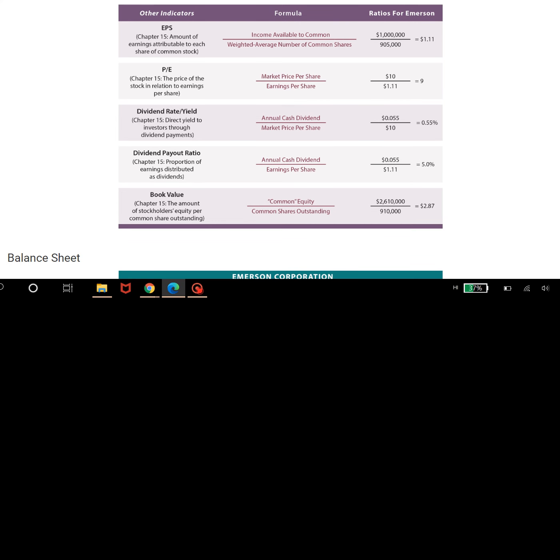Now, apart from this, there are other indicators which indicate the financial health of your company. That is the EPS, earnings per share, as I have already discussed in my last video. Basically, whatever income is available to the shareholders divided by the number of shares gives you the earnings per share. Then we have the price earnings ratio, where you divide the market price of a share by earnings per share. Dividend yield ratio checks how much yield investors will take from their dividend payment: annual cash dividend divided by market price per share. Then you have the dividend payout ratio and book value. I will not explain all this in detail because for this you can go to my last video and check it out.